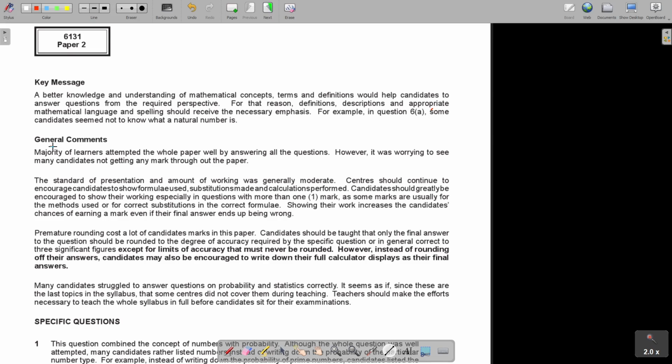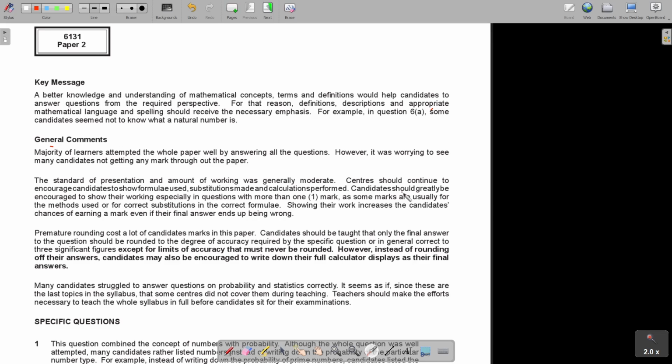Okay, so the standard of presentation and amount of working was generally moderate. Centers should continue to encourage candidates to show formula used, substitution made, and calculations performed. I just want to take this highlighter. So please show your working. As many as possible, you can get a mark.